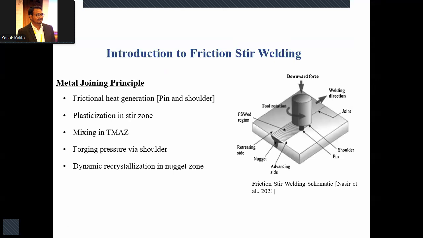So, as we know, friction stir welding, or FSW, is a solid state joining process that generates heat through friction between the rotating tool and the workpiece. The process involves plasticization in the stir zone, and there is material mixing in the thermomechanically affected zone, or the TMAZ, and the forging pressure via the tool shoulder. So dynamic recrystallization in this nugget zone ensures a defect-free joint with superior metal properties.